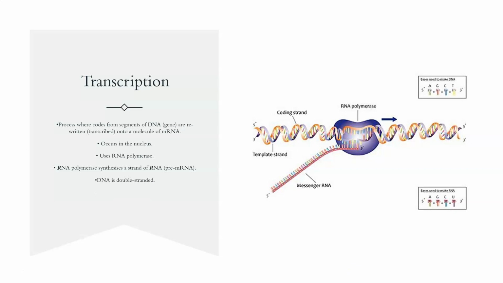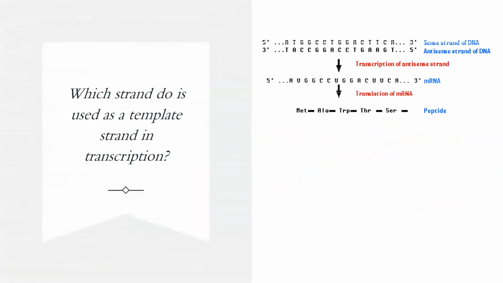DNA we know is double-stranded, mRNA is single-stranded. Only one of those strands on our double strand of DNA is used as the template strand for transcription. In replication, obviously, both strands are read, but in transcription, only that template strand. So we have two different strands.